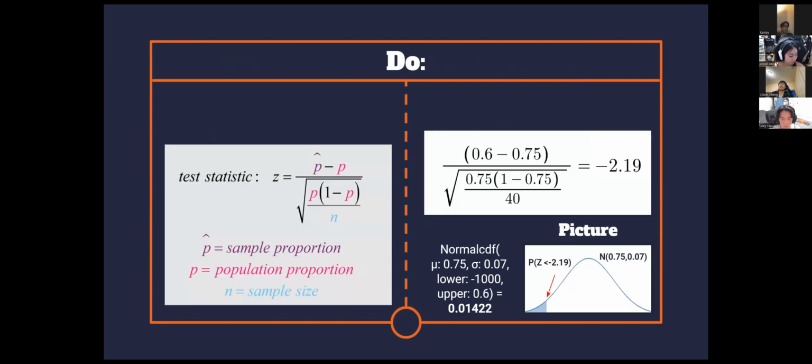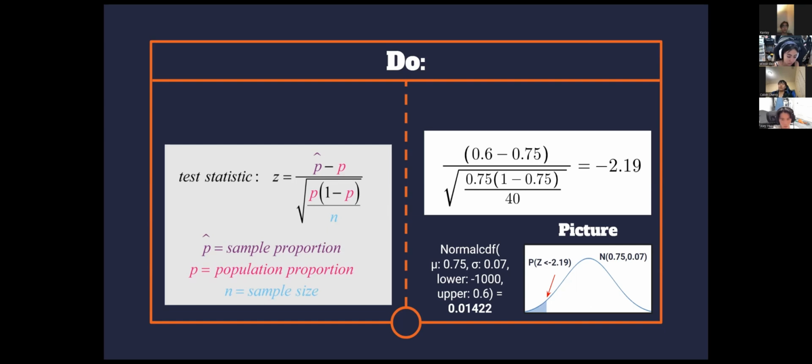So for the do, our specific formula for the test statistic is z equals the sample proportion minus the population proportion, divided by the square root of the population proportion times 1 minus the population proportion, divided by n, which is the sample size. When we plug in the numbers, it is 0.6 minus 0.75 over the square root of 0.75 multiplied by 1 minus 0.75, divided by 40, and z is equal to negative 2.19.